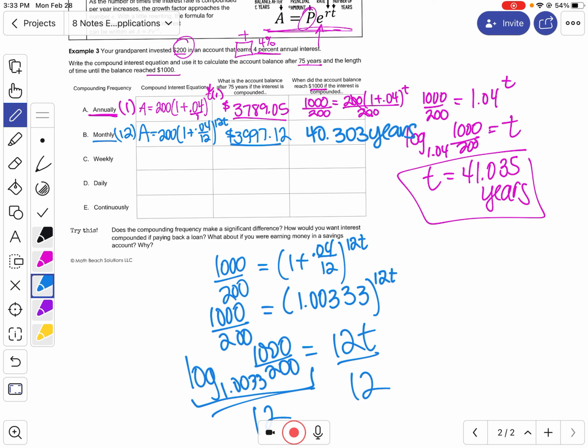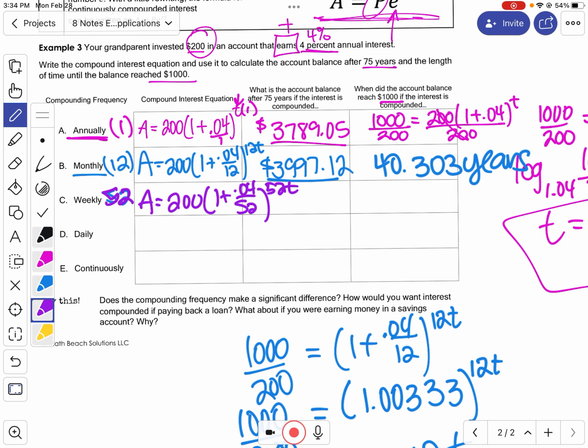Okay, so weekly, how many weeks are in a year? 52. So that would change on this next part. Plugging in 75 for the years on this one, you're just plugging the whole thing into the calculator. You should get $4,012.48.